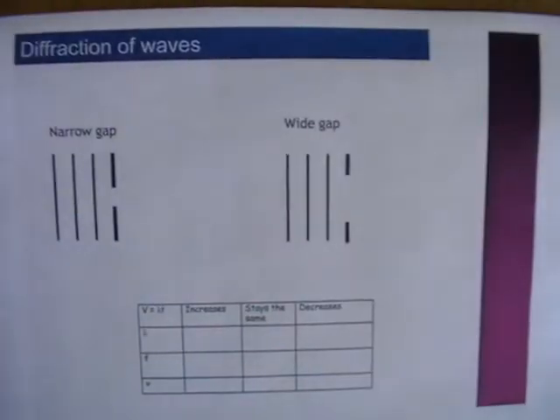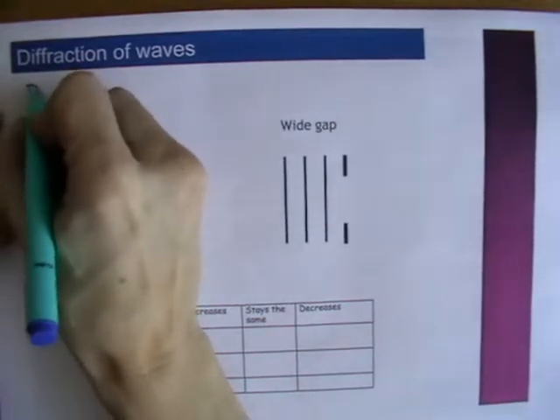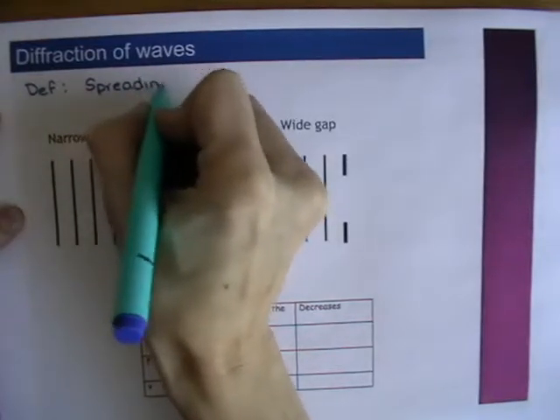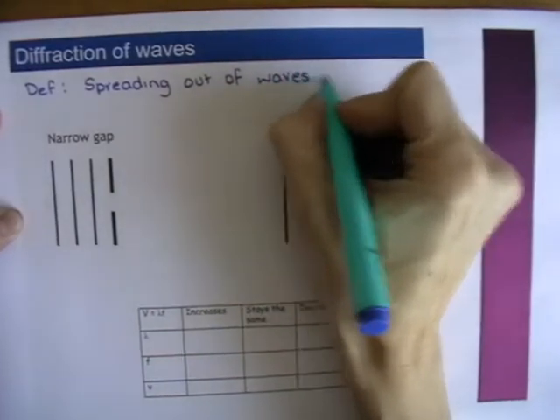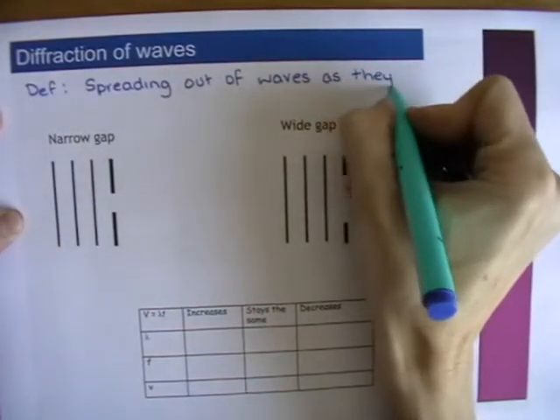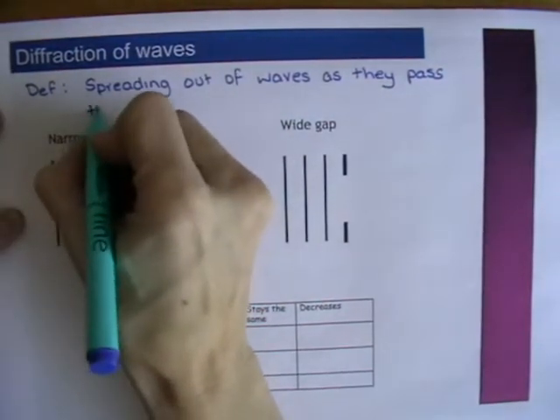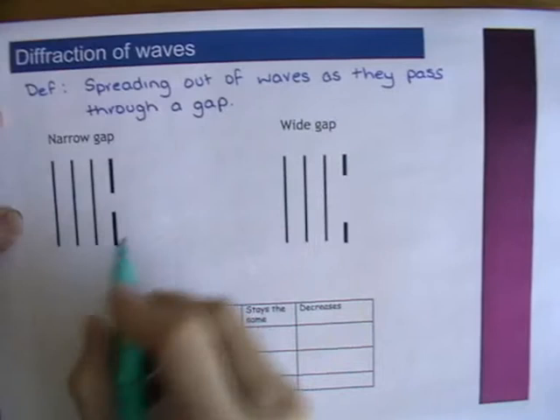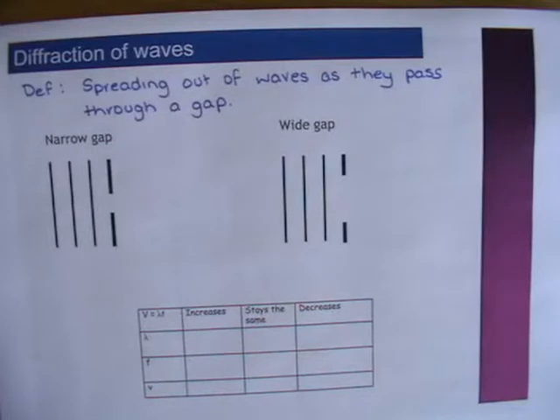The third one then is something called diffraction, and we're going to write down a definition of diffraction. So a definition of diffraction is the spreading out of waves as they pass through a gap. Now it could be round an obstacle as well, but through a gap will get you your marks, through a gap. So if instead of having a gap you had an obstacle here, then the waves will also spread out as they pass around the obstacle.